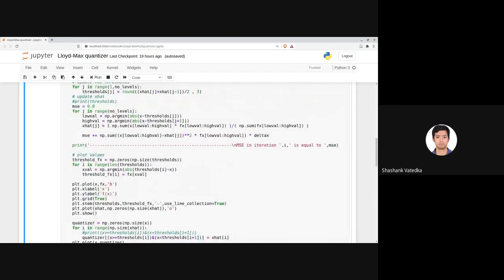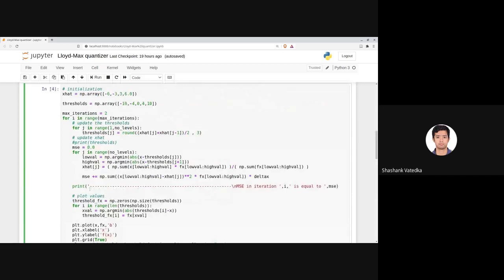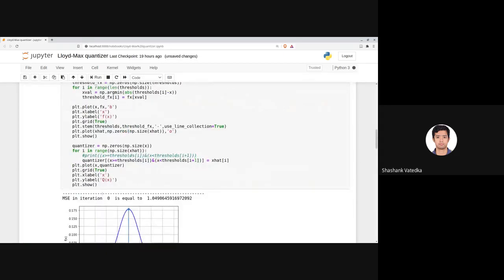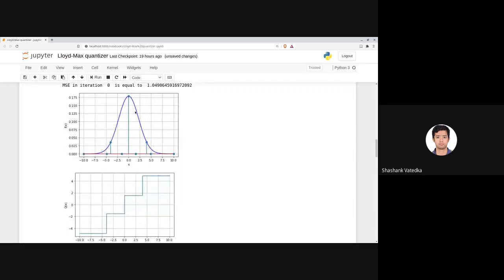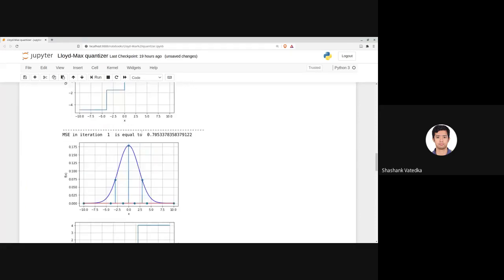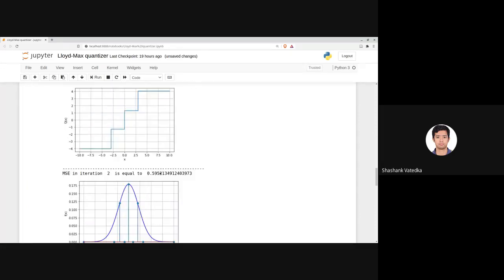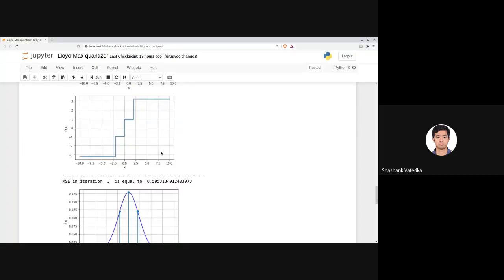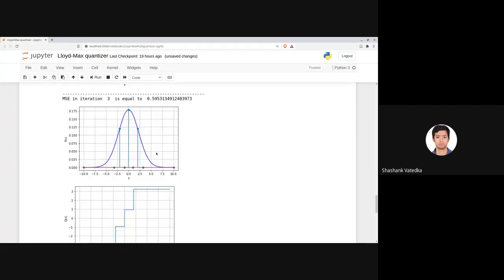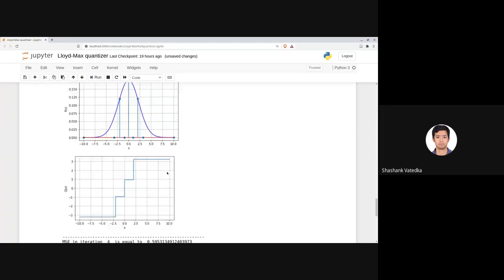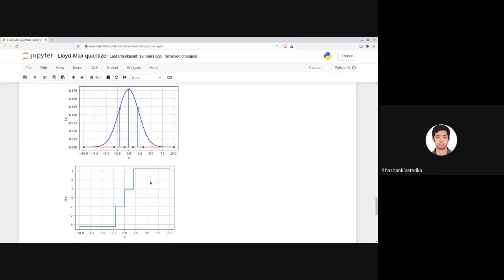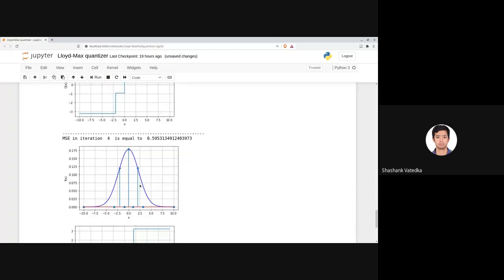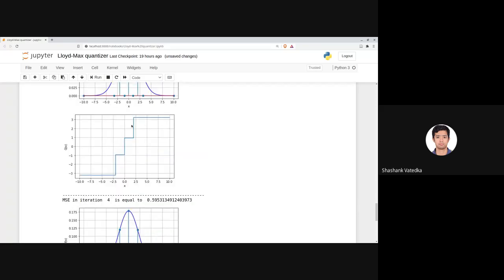Now, if I run it for, let's say, 5 iterations, in the first iteration the MSE is 1.04. After two iterations, it's 0.707. After the third iteration, it is 0.595. But after that, it remains constant. So just 3 iterations is enough for it to converge. And this is what the quantizer will look like.